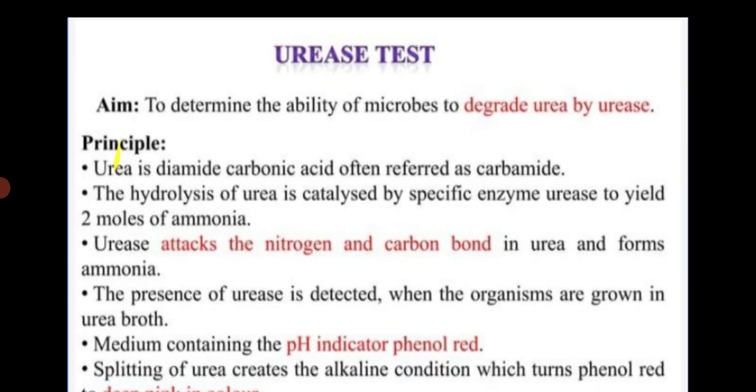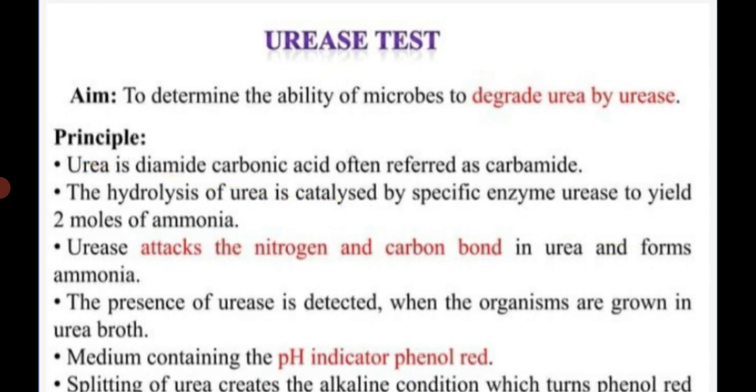The next test is the urease test. It is also called the urea hydrolysis test. It is an important biochemical test used for identification of unknown organisms, and also for diagnostic purposes to diagnose urinary tract infection. The aim of this test is to determine the ability of a microorganism to degrade urea by the enzyme urease. Principles: urea is a waste material after the digestion of protein nutrients.